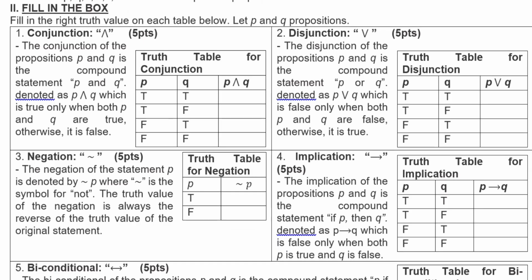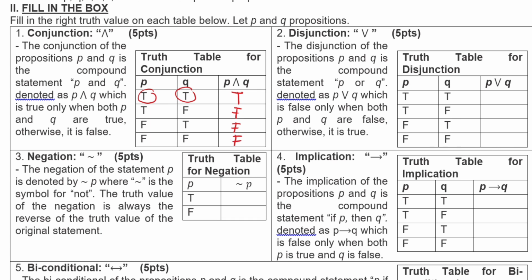Test 2. Fill in the box. Fill in the right truth value on each table below. Let P and Q be propositions. For number 1, conjunction, the keyword is true only when both P and Q are true. Therefore, these are both true. Then we have true, false, false, false.